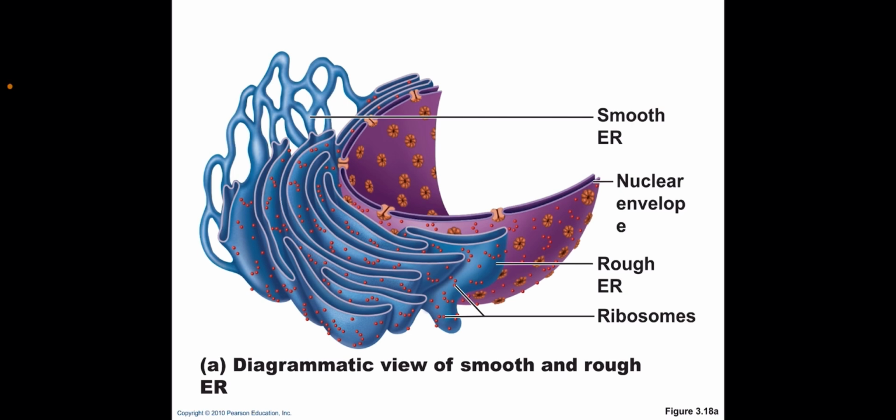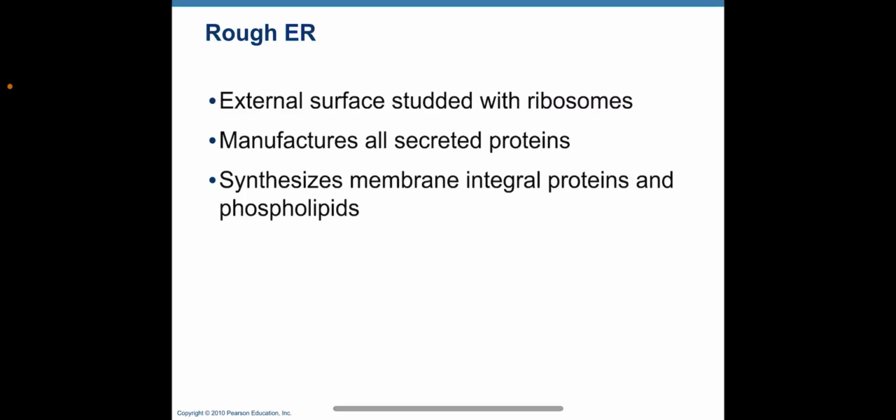So you can see the smooth ER is nice and smooth, while the rough ER is going to have those ribosome textures on the outside. So the rough ER is great for synthesizing proteins, while the smooth ER is great for synthesizing steroids and hormones. The external surface is studded with ribosomes, manufactures and secretes all proteins, as well as synthesizes integral proteins and phospholipids. So this is really important for the continuation and building of the plasma membrane, as well as keeping that integrity strong.